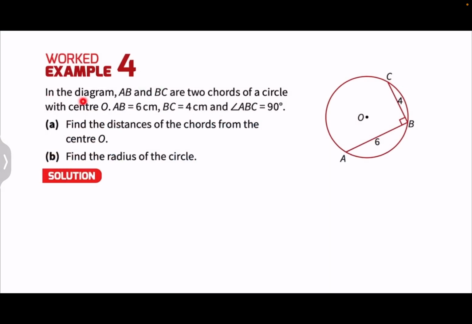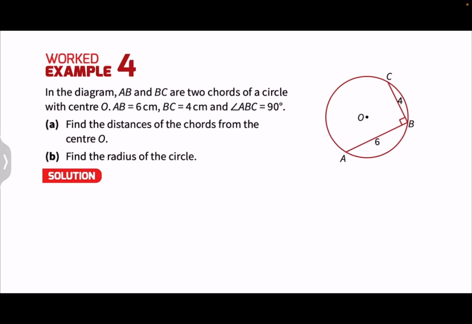In the diagram, AB and BC are two chords of a circle with center O. AB equals 6 cm, BC equals 4 cm, and angle ABC equals 90 degrees. So in this diagram, we have two chords AB and BC on this circle. The length of AB is 6 cm and BC is 4 cm, and the angle ABC formed by the two chords is a right angle.